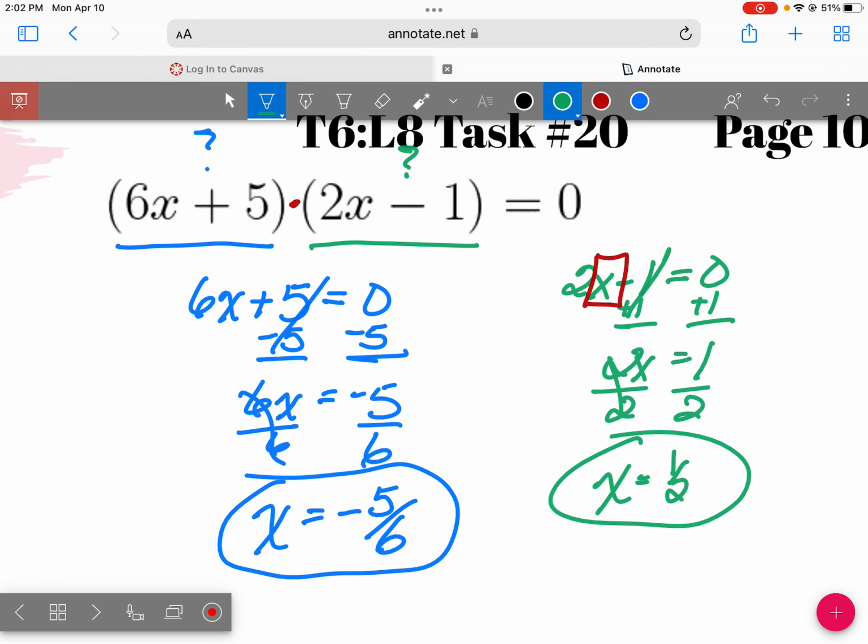But you have to recognize, these are already factors. They're already being multiplied by each other and they equal 0. So one or both have to equal 0. So set them equal to 0 and solve for x. Okay? Any questions about that?